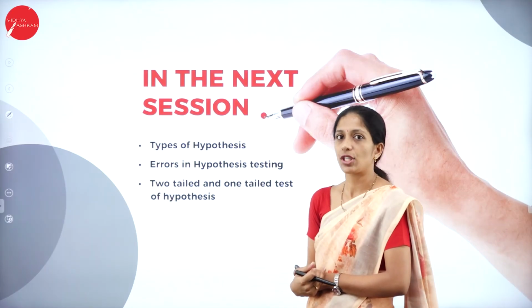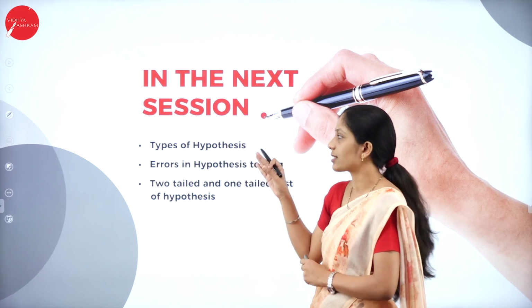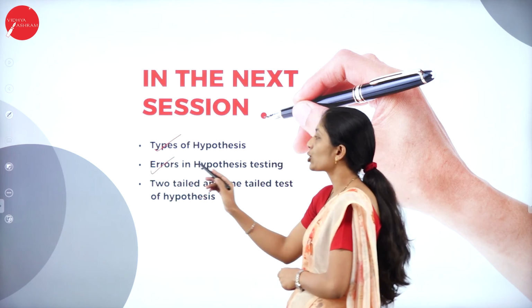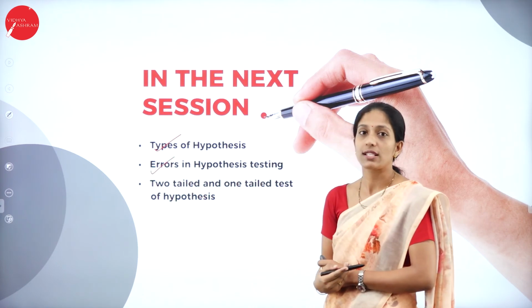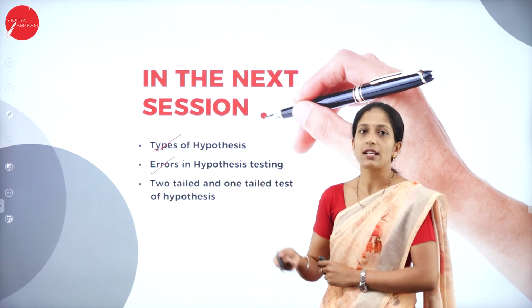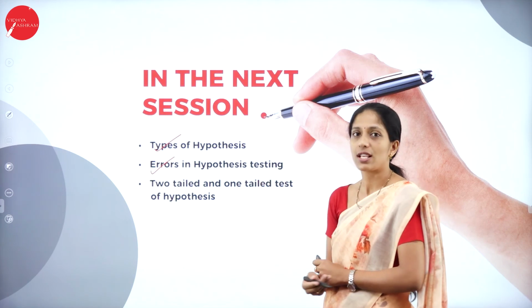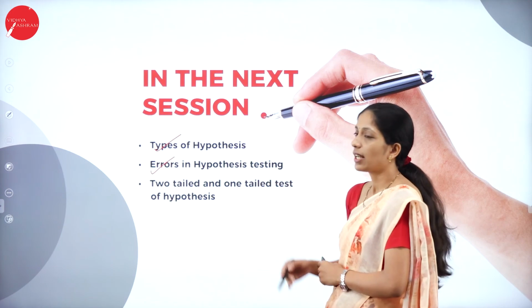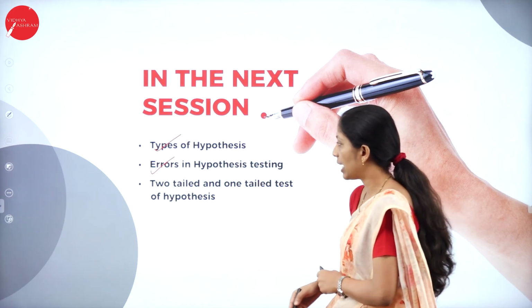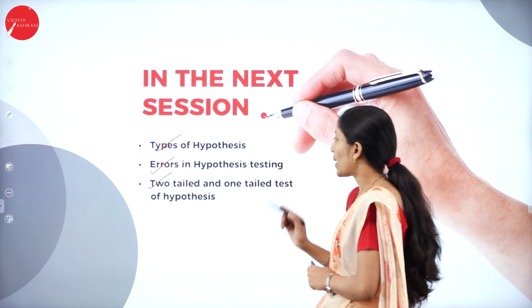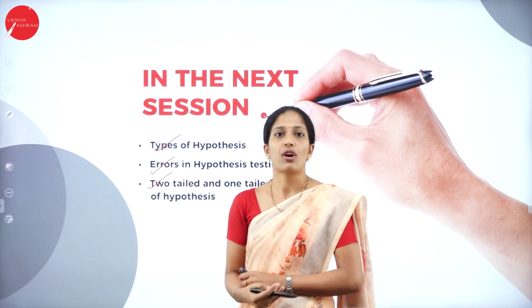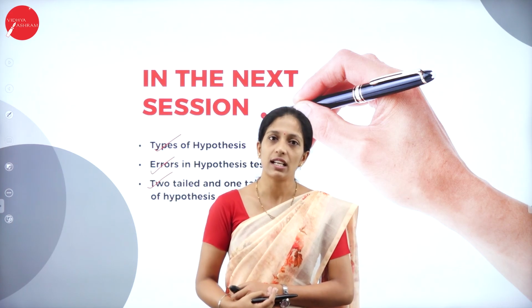In my next session, I am going to continue with the last concept on hypothesis, that is types of hypothesis, and the next one is errors in hypothesis testing. So what are the errors involved in hypothesis testing? We have already learnt about sampling error. We shall learn about hypothesis error and two-tailed as well as one-tailed tests of hypothesis. These are the few concepts I am going to discuss in my next session.